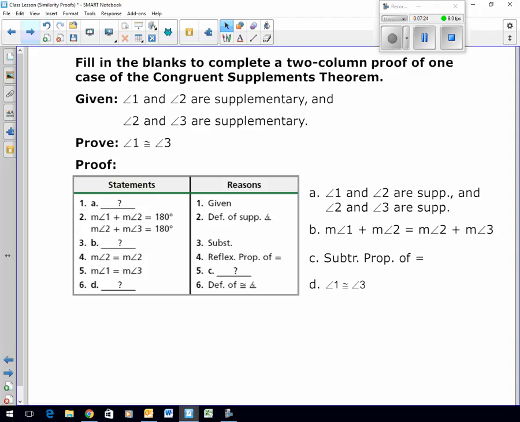Supplementary. And what else? Good. Those poor first block kids. We spent about 5 minutes before somebody could answer that for me. Okay? How do I know where to look for the given information?